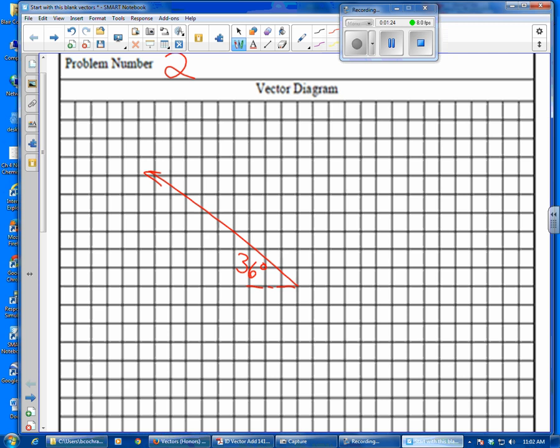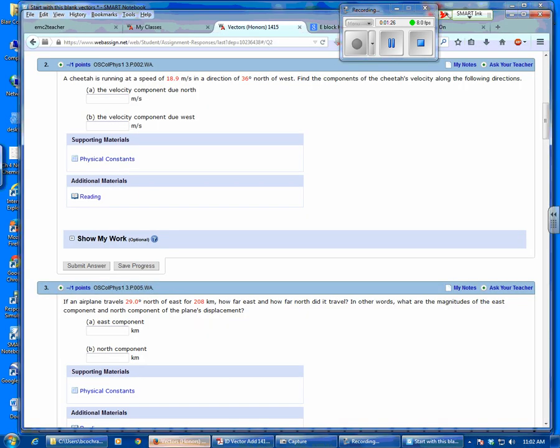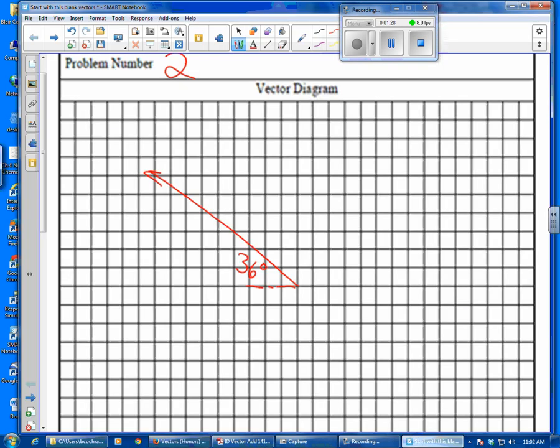I got to make this background a little lighter. And the length of this is 18.9 meters per second. Right? There's the information they've given me. And they've said find the north and the west components. Then do yours. It'll be the same method, but you're right, you have got to do your own math.